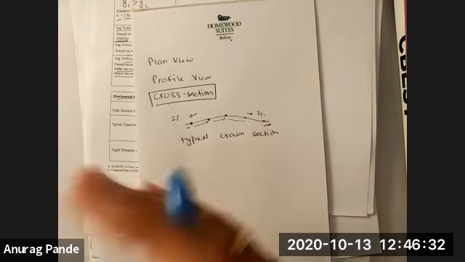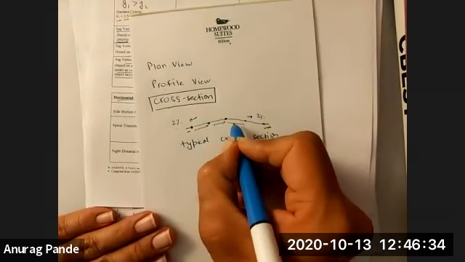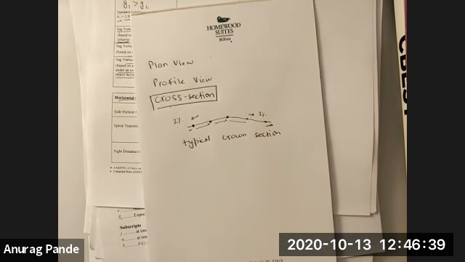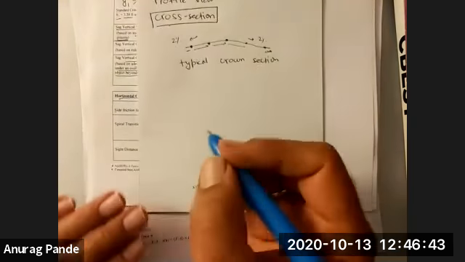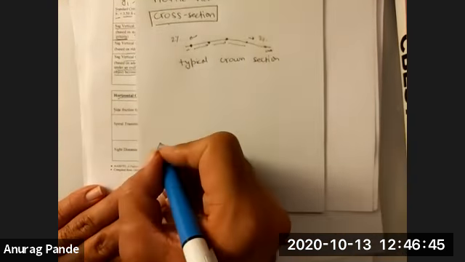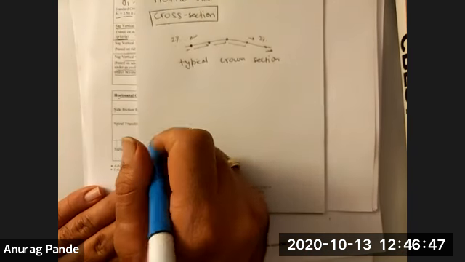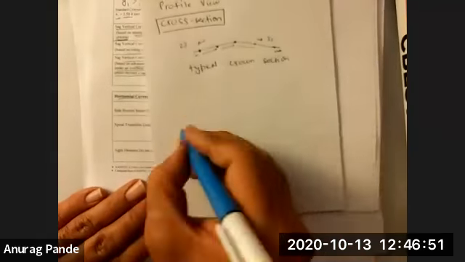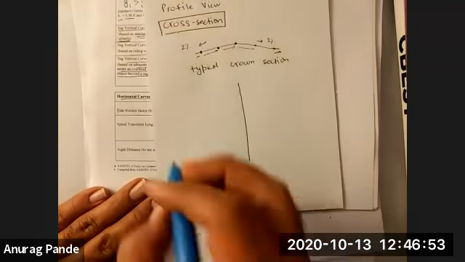So any straight section of the road will typically have this type of a crown section, a typical crown section. Now, when the roadway curves, what happens is that you need to... this is going to get a little bit confusing, but let's talk about it.